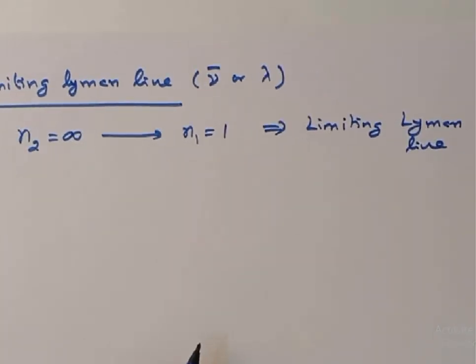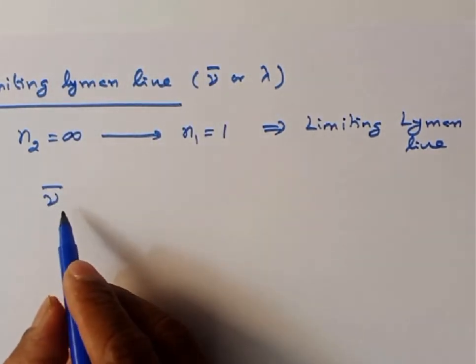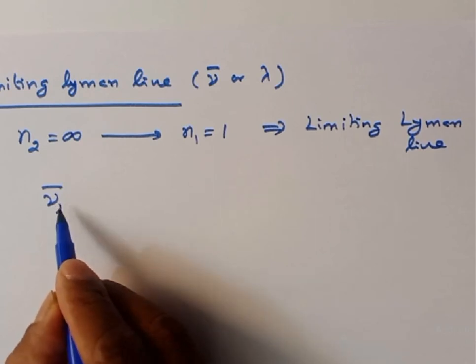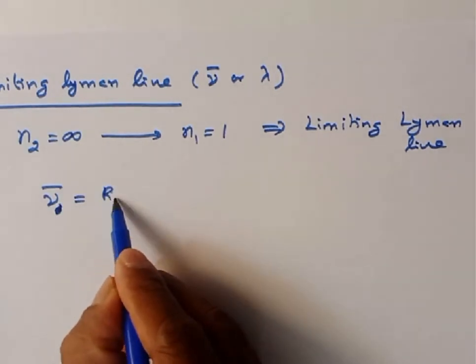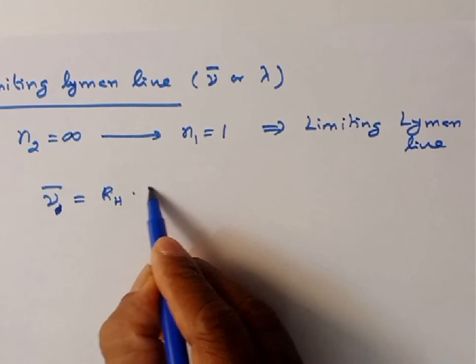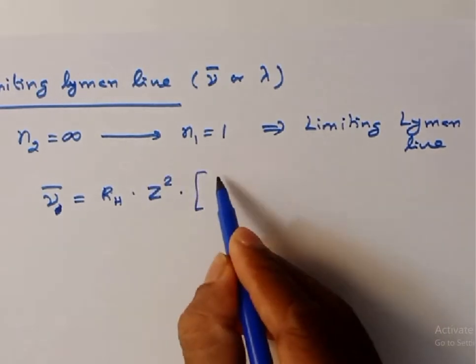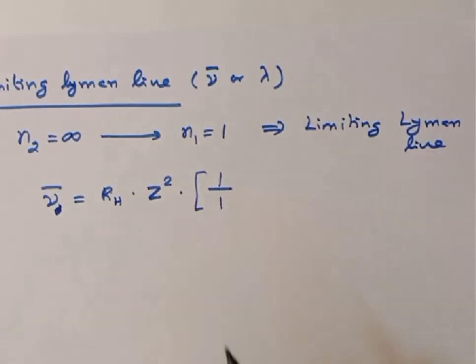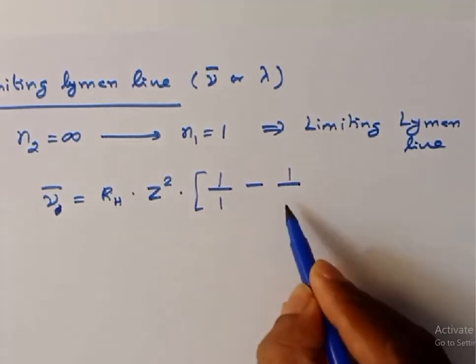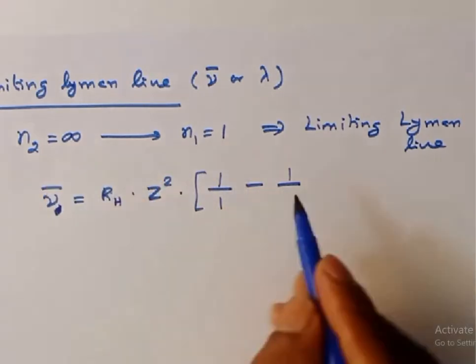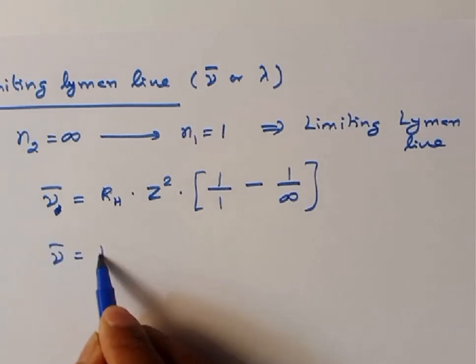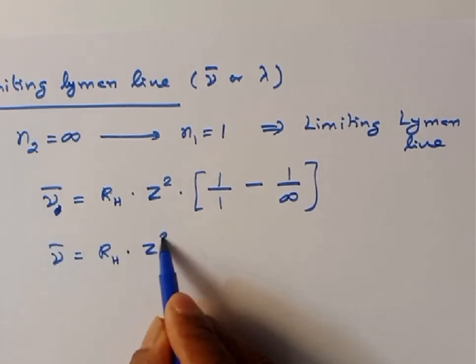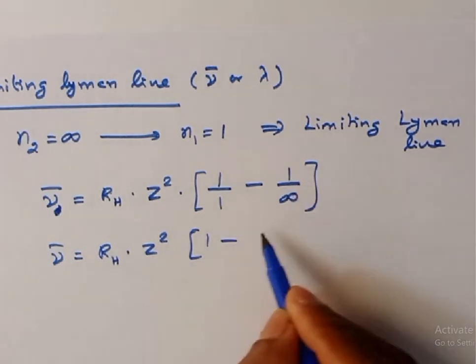Now, what is the wave number of this limiting Lyman line? I'll just write nu bar. You know very well, nu bar equals the Rydberg constant for the hydrogen atom, RH, into Z square, into 1 by N1 square minus 1 by N2 square. N1 value is 1, so 1 square is 1. N2 value is infinity, so I'll put infinity here. So this becomes 1, and 1 by infinity is 0.